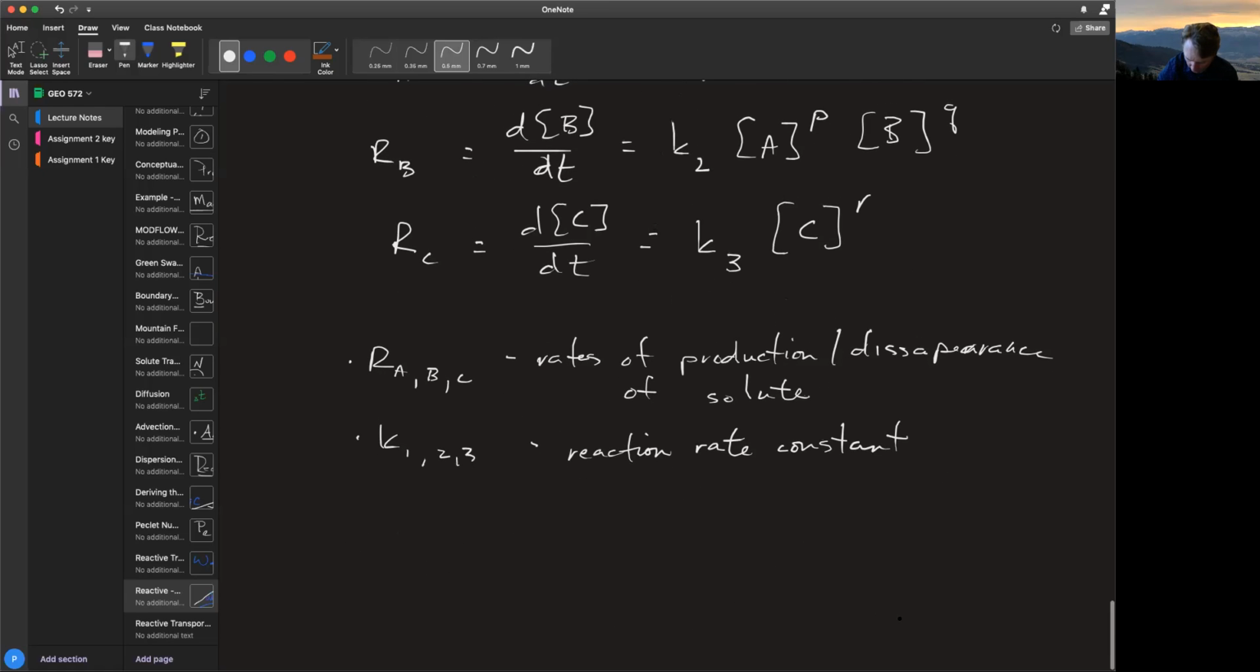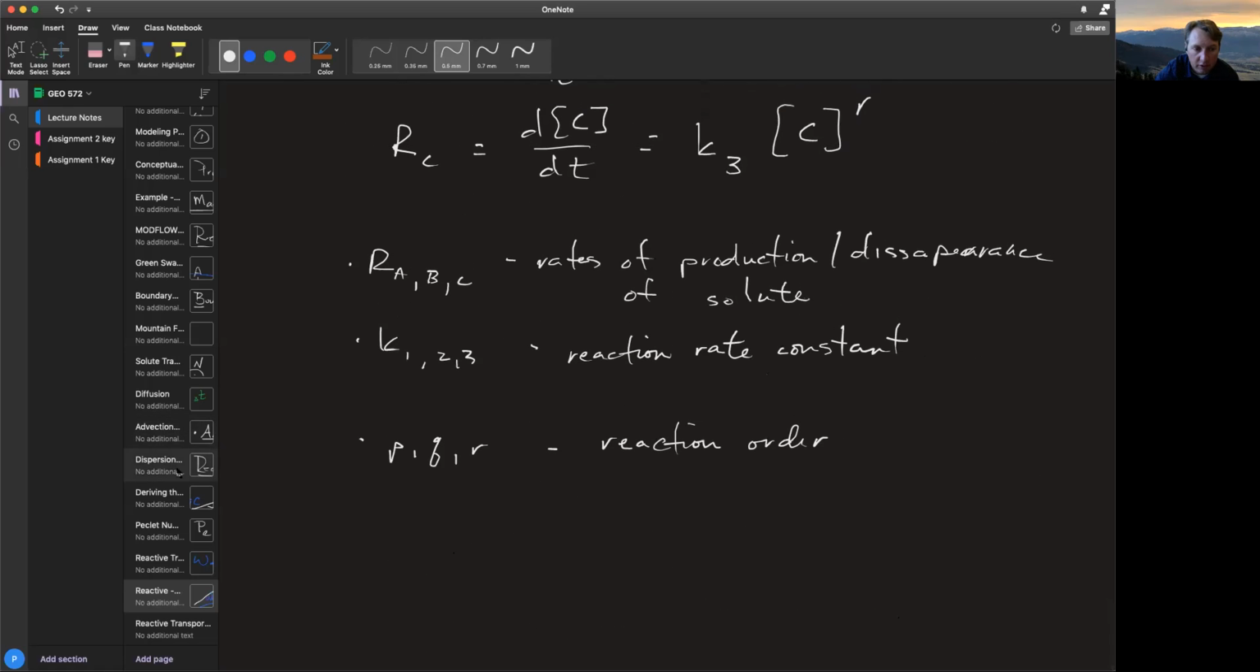All right. And p, q, and r are the reaction order. All right, and we're going to talk about what that means, but it's essentially the exponent that multiplies the concentration. So as an example, let's consider a zero order reaction.